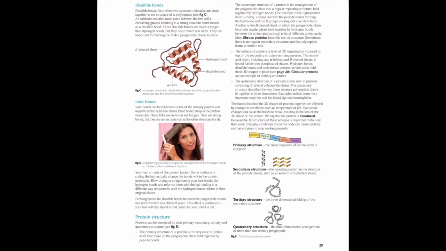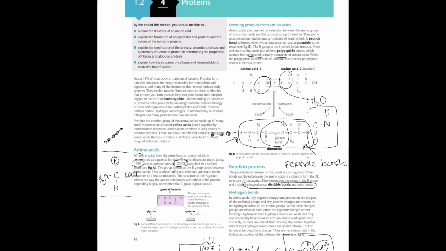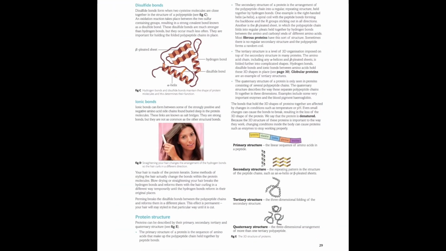Disulfide bonds. Disulfide bonds form when two cysteine molecules are close together in the structure of a polypeptide. So if we go back, you don't need to know the cysteine structure or anything, but it just tells you that if there were two cysteines close together, you'll have a disulfide bond between them. An oxidation reaction takes place between the two sulfur-containing groups, resulting in a strong covalent bond known as a disulfide bond. Some people refer to them as disulfide bridges.